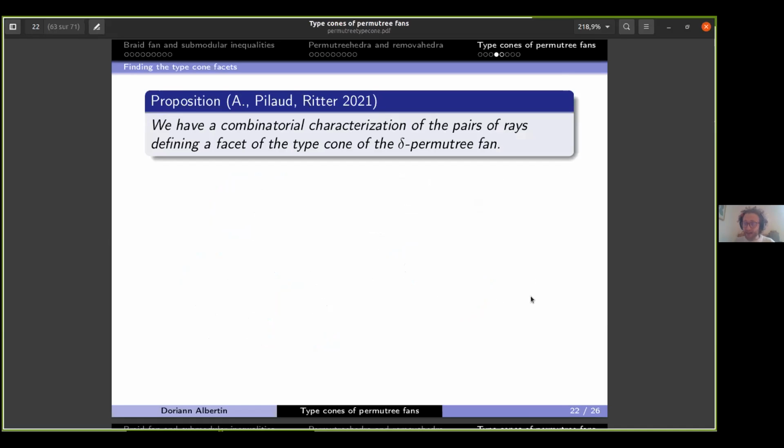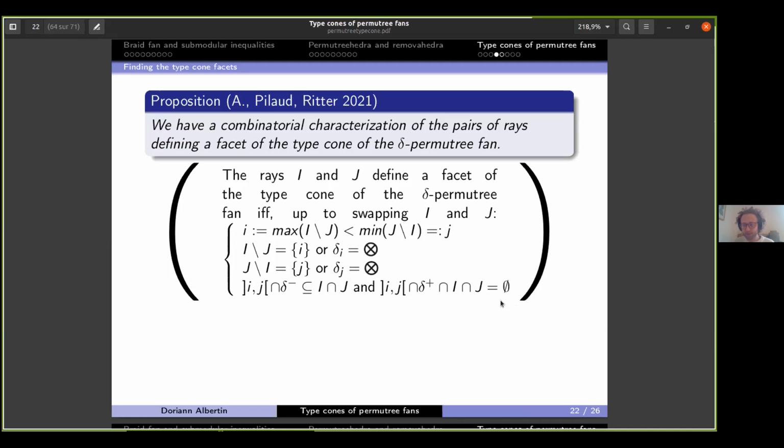Now, we have as well combinatorial characterizations of the wall crossing inequalities, the pairs of rays that define facets of the type cone. I will not dig into the details because it's not that good looking, not that bad looking either, but well, I won't go into the details. Just know that we have the nice combinatorial characterization.